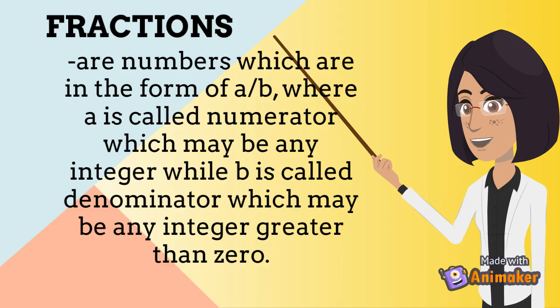Fractions are numbers which are in the form of A over B, where A is called the numerator, which may be any integer, while B is called the denominator, which may be any integer greater than 0. A fraction is also defined as part of a whole.